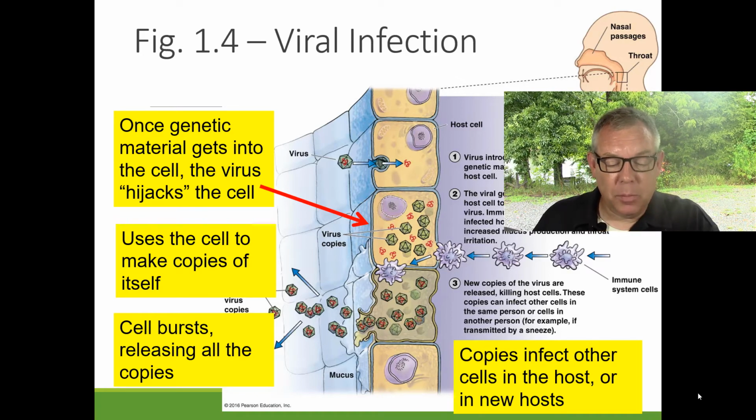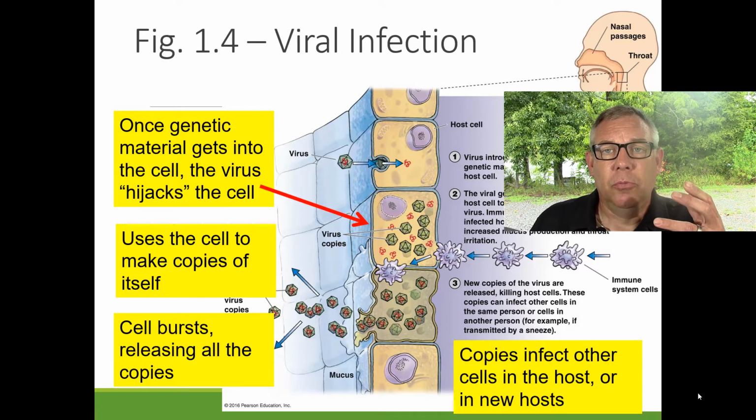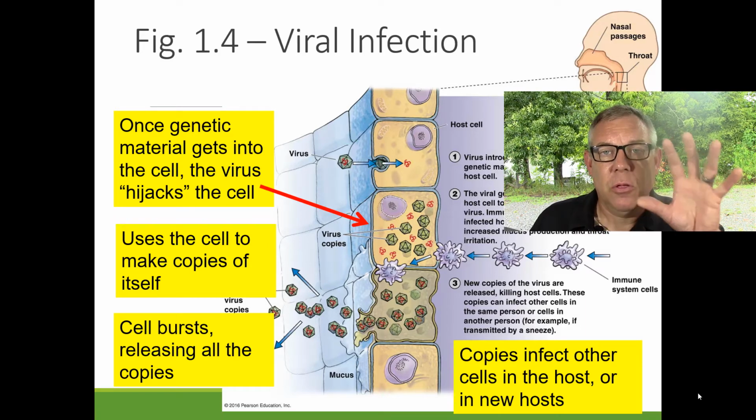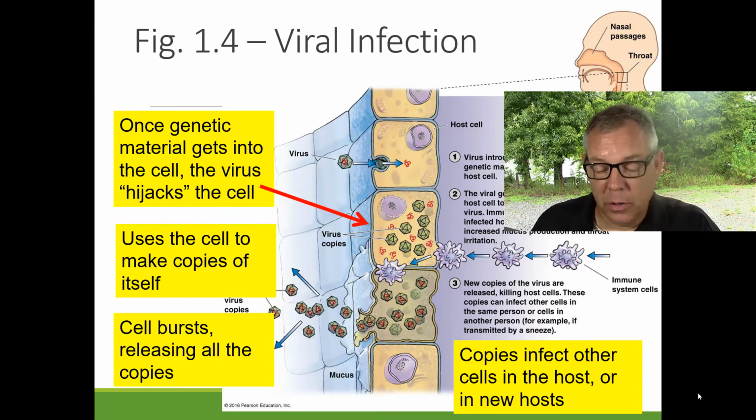So anyway, this is figure 1.4 from your book. Study this again so you can understand the process here. But that's basically the big idea, that viruses are able to sneak through the cell membrane, and then they take over the host cell.